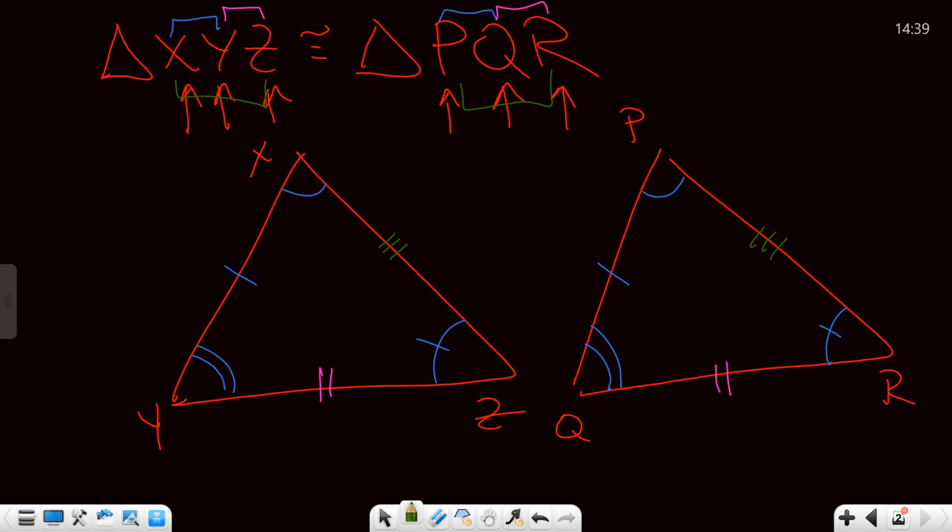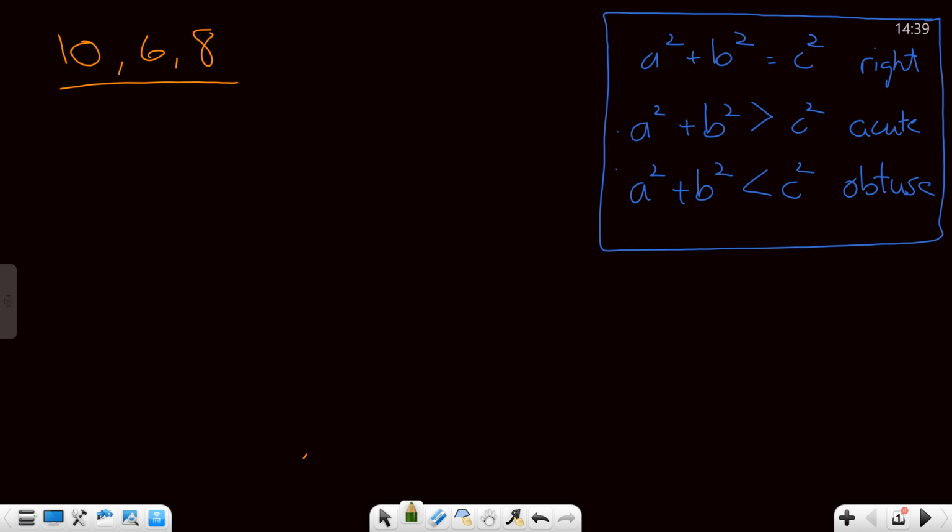Every time I have to prove 2 triangles congruent, if I have to find 3 sides and 3 angles, it's going to bog down way too much. So what we want to do is come up with some shortcuts, and that's what the patty paper did for us. So for instance, we come back to this, 10, 6, and 8.